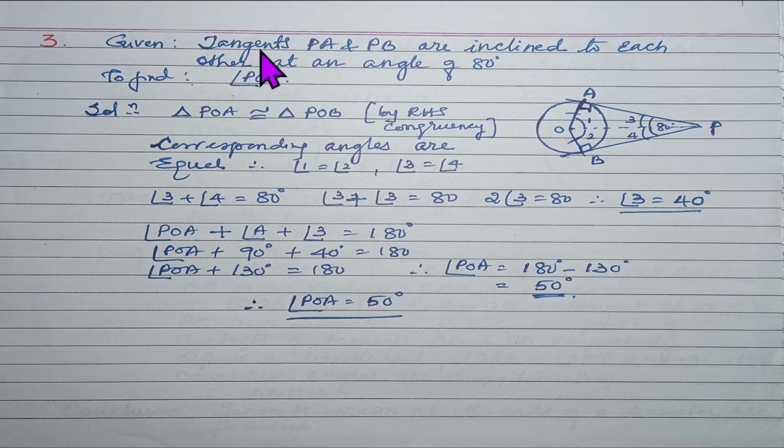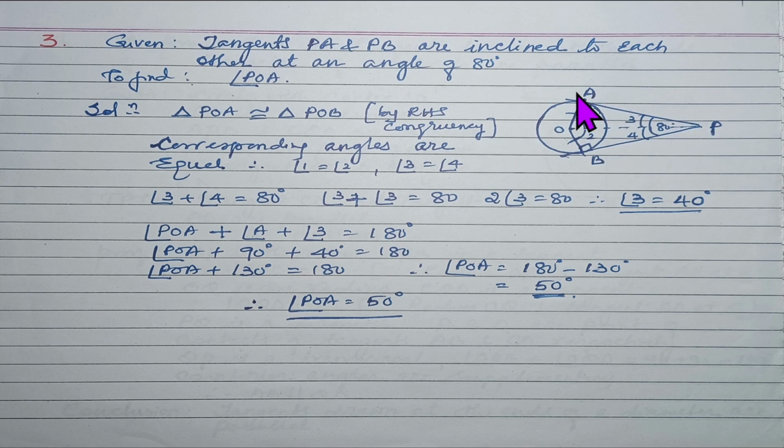We are given tangents PA and PB. P is the exterior point, so PA and PB are the tangents to the given circle with center O. Now the tangents are inclined at an angle of 80 degrees. The angle of inclination of PA and PB, that is the total angle, is 80 degrees, and now we have to find angle POA.